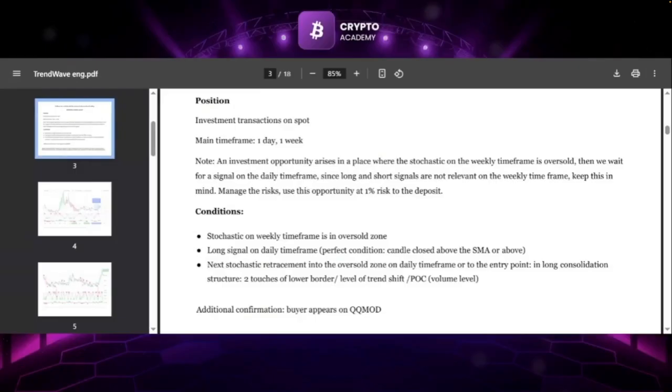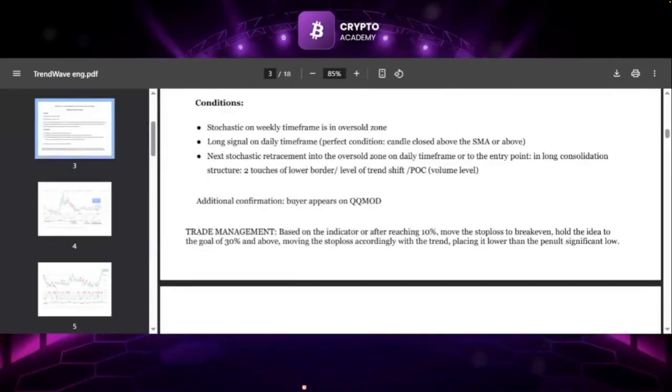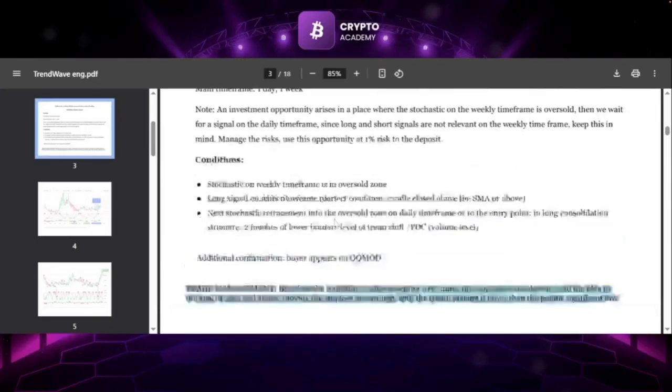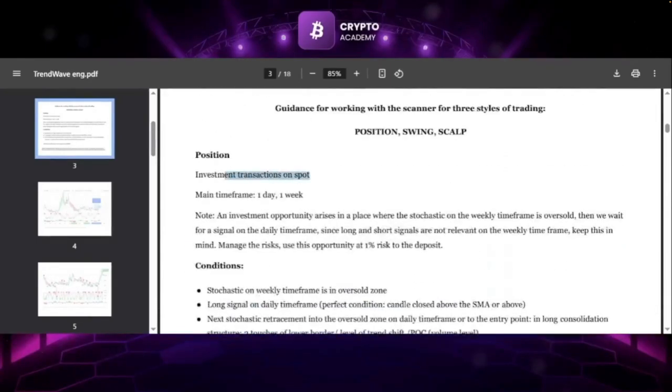After that, we wait for a pullback into the oversold zone, and stochastic is in this zone. In order to take this idea, we need an additional confirmation, such as a buyer indicator on QQM mode. Let's see how it looks on the chart. And don't forget that it's necessary to manage this position correctly. These positions are designed only for spot.